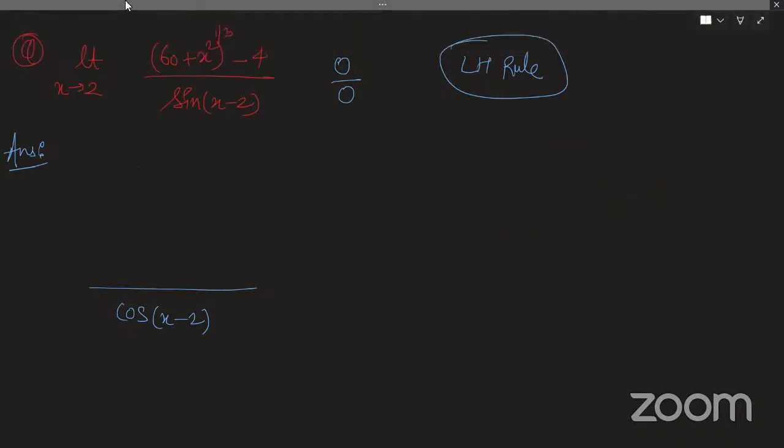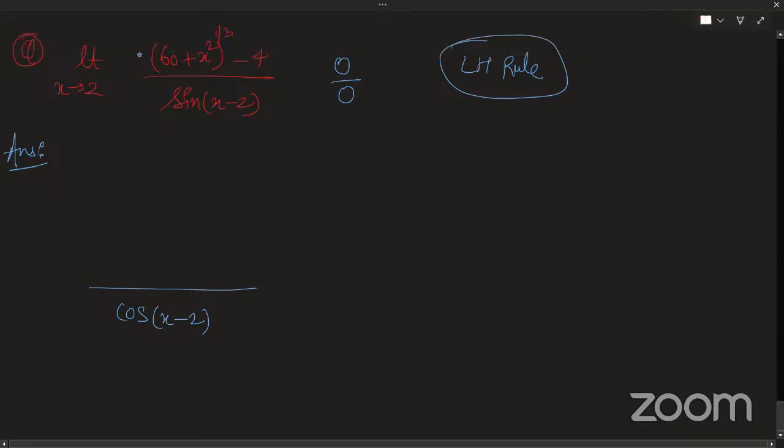Now comes the main part. So you have got (60 plus x square) whole raised to 1 by 3. Can you tell me which function is inside which function? 60 plus x square is inserted into x raised to 1 by 3. Great, this thing, right? Yes, sir.